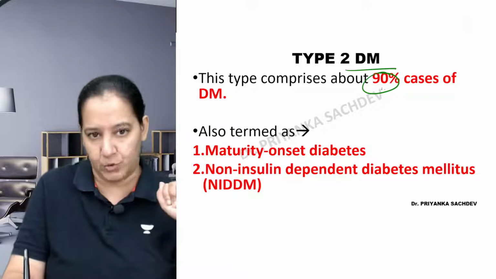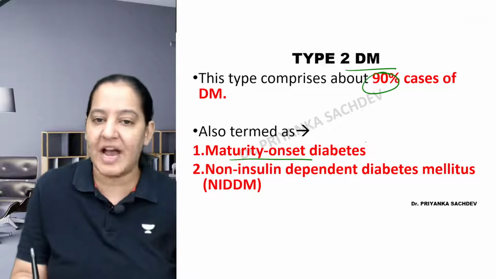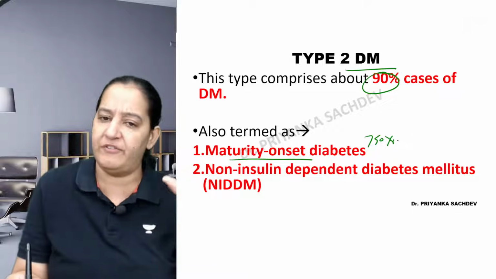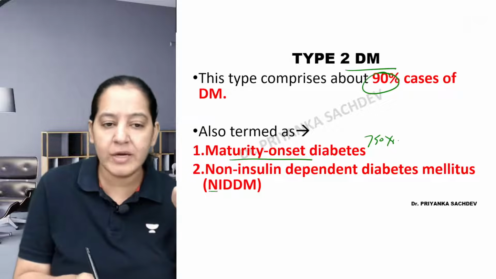Majority of the diabetes is type 2, right? It is maturity onset because it is diagnosed after 50 years of age. Usually it is diagnosed after 40-50 years. And it is non-insulin dependent diabetes.